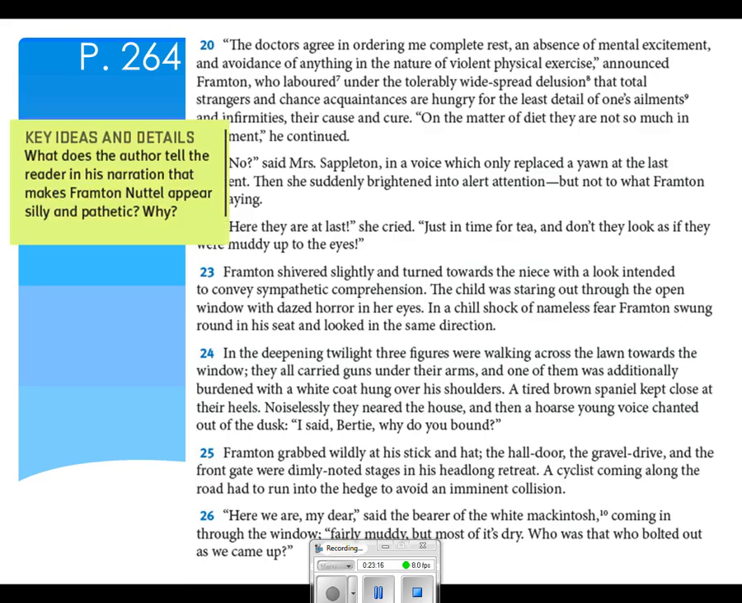All right. Key idea and detail, page 264, the second one. Why do Frampton's quick movements seem not only silly but almost pathetic? Why would his reaction be silly? And maybe why might it be considered, oh dude, sad?